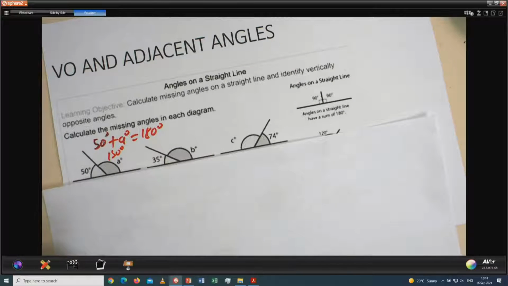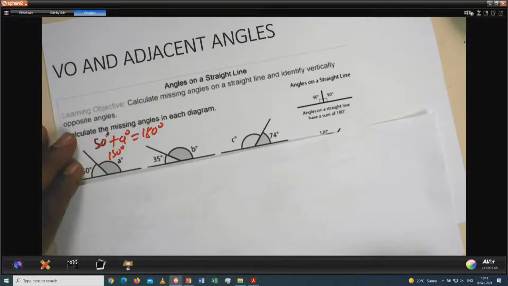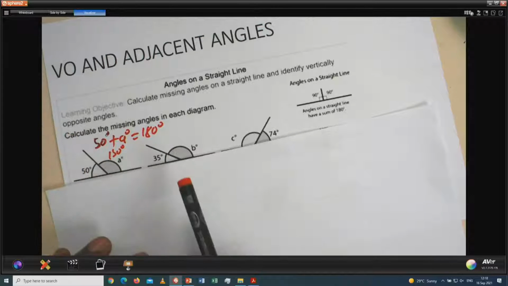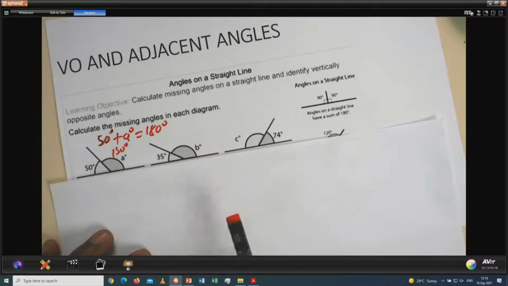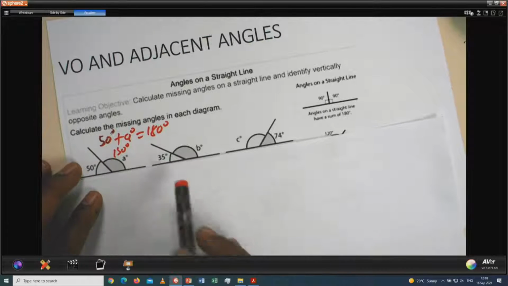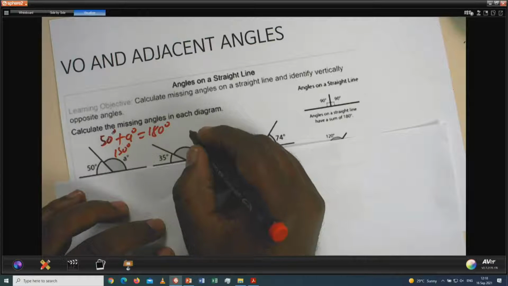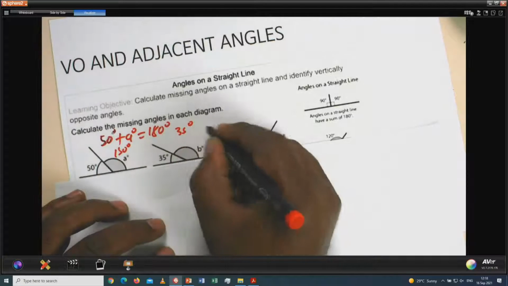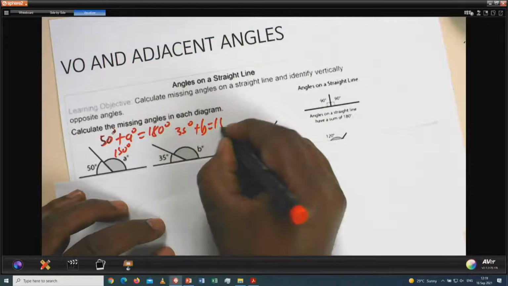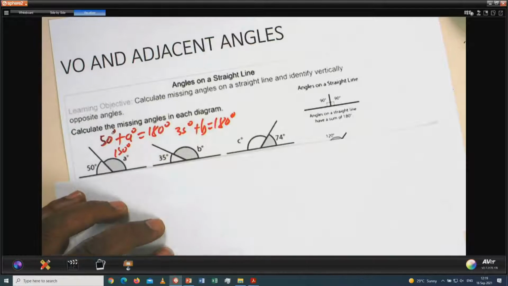Well done. Look at the relationship. Look at what's in front of you. What do you see in front of you? You see neighboring angles. How do they relate? They give you a straight line angle. And what does a straight line angle give you? 180. You see now. That's our understanding of the relationship.